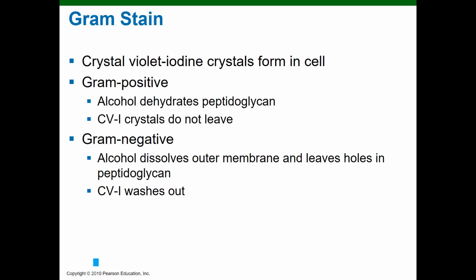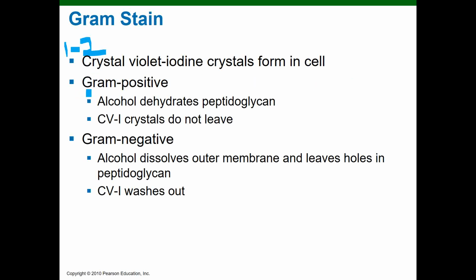Okay, this just explains the mechanism. This is an explanation of what is happening at the molecular level to cause the two differences we see in the gram stain. So for both gram-positive and gram-negative cells, this is step 1 and step 2. Crystal violet iodine crystals form within the cell wall, right?